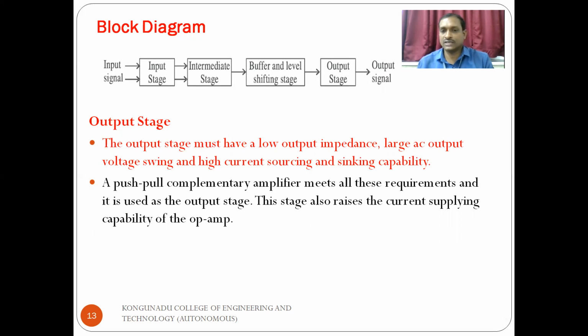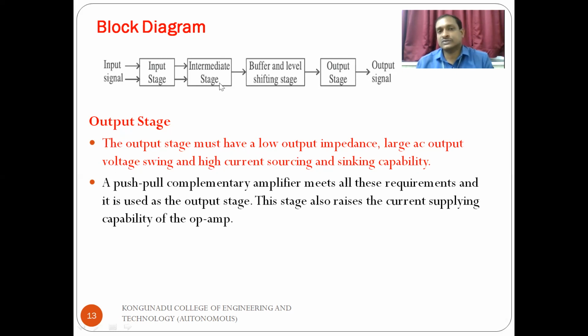So this stage also raises the current supplying capability of the operational amplifier. During the first stage, most of the gain is provided in the system. It has high input impedance and low output impedance. This output is given to the intermediate stage. So this is the cascade of multiple amplifiers, known as a multi-stage amplifier. In this stage also, we are providing some gain.